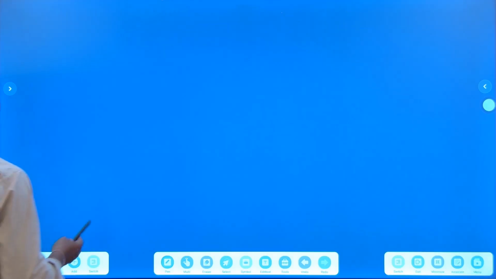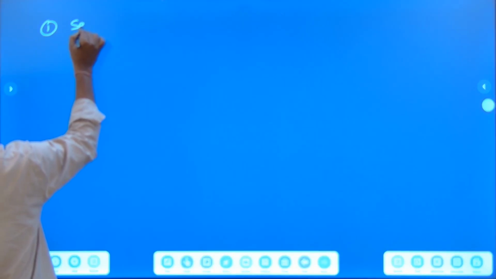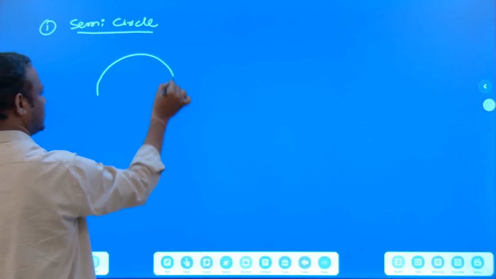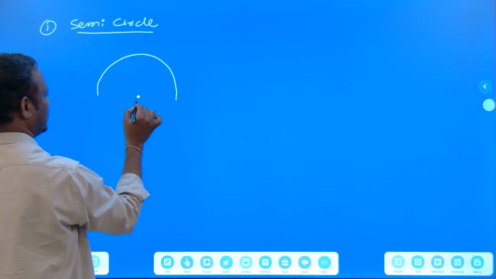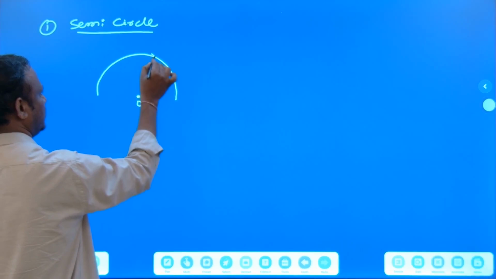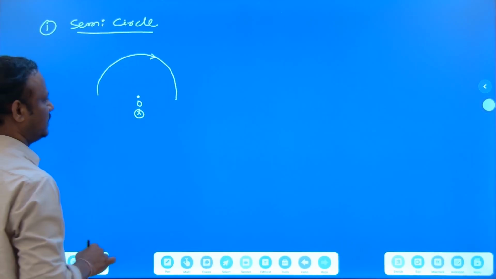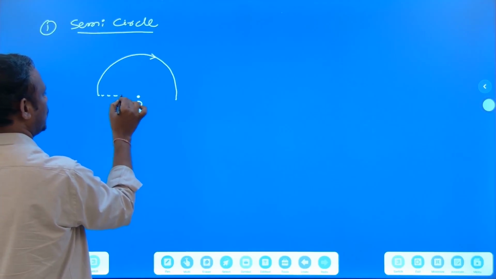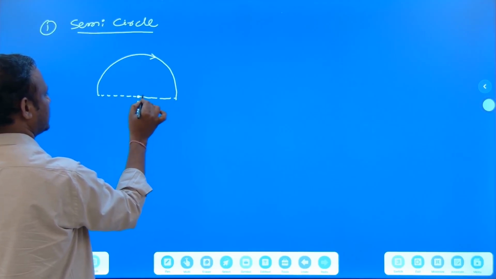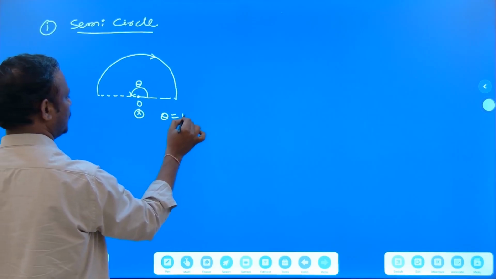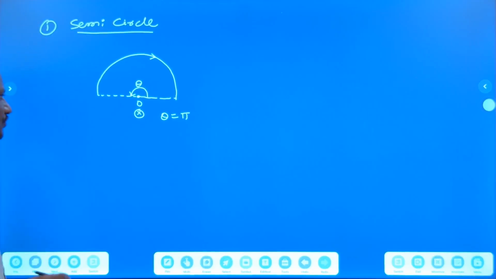The very first one is the semicircle. So this is the semicircle. Now here is a point O, and the direction of the magnetic field there is into the plane. The line joining from these ends like this makes angle theta. Theta is equal to pi.